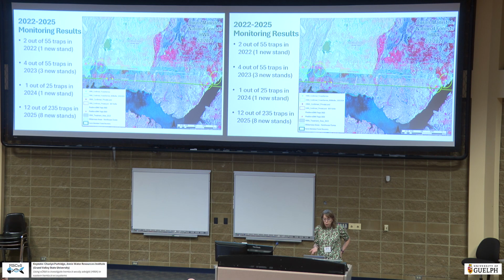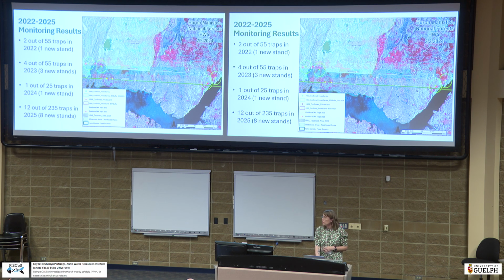So how has this worked? We've been doing this since 2022. In the inaugural year, when we first tried it, we had 55 traps out. 2 of those came back positive, indicating 1 new stand where HWA was. In 2023, we identified 3 new stands. In 2024, we identified 1 new stand. Then we got a larger grant in 2025 and built up more partners, so we have 200 and something traps out right now. And last year, we identified 8 new stands of infestation.